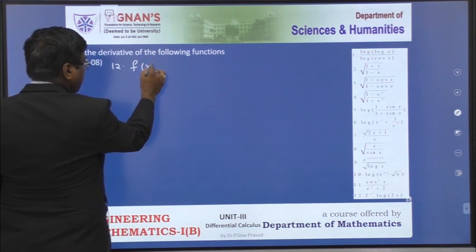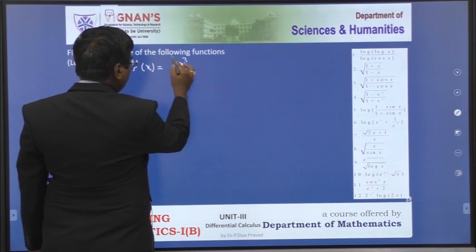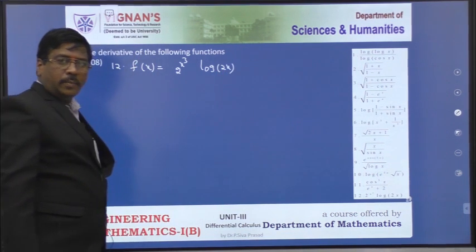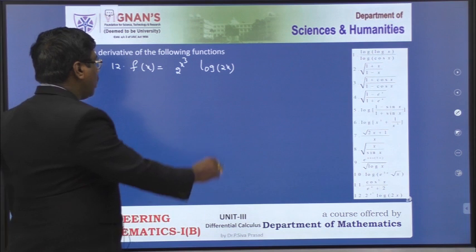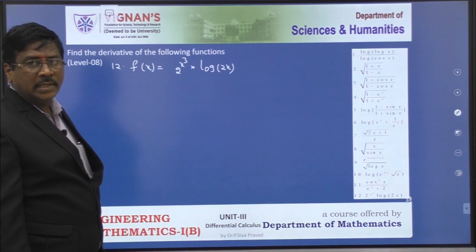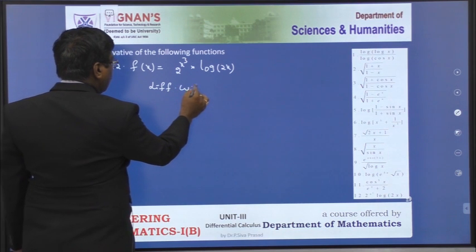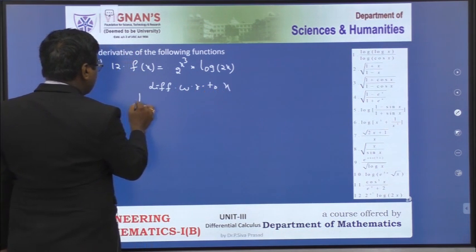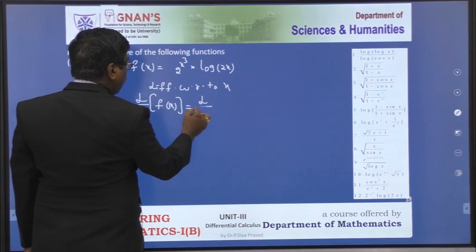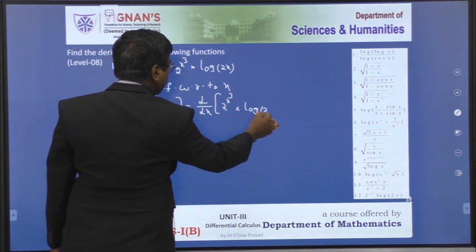So here f of x is equal to 2 power x cube into log of 2x. So here the product is there between those two functions. While you have to perform the derivative with respect to x, you can apply the UV rule. Therefore differentiate with respect to x on both sides. That means d by dx of f of x is equal to d by dx of 2 power x cube into log of 2x.